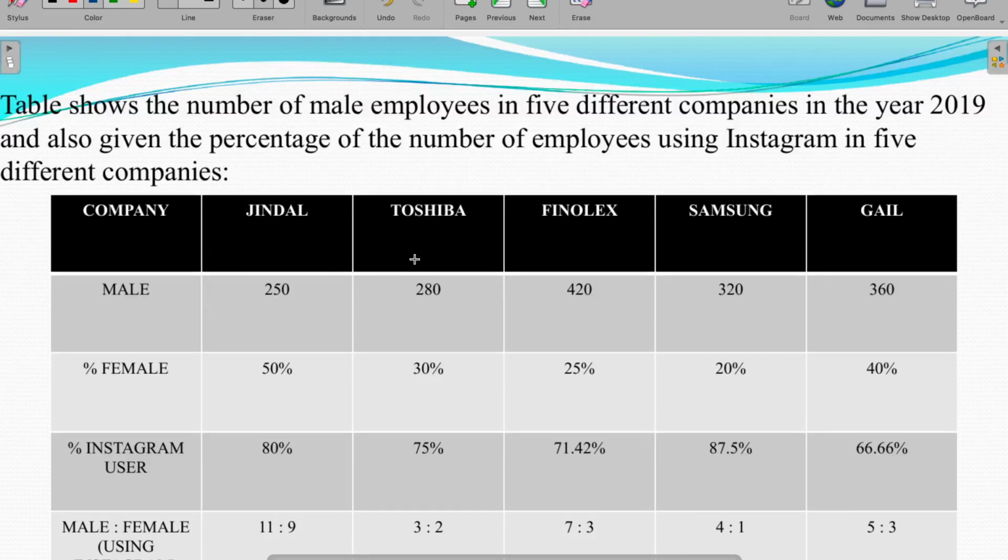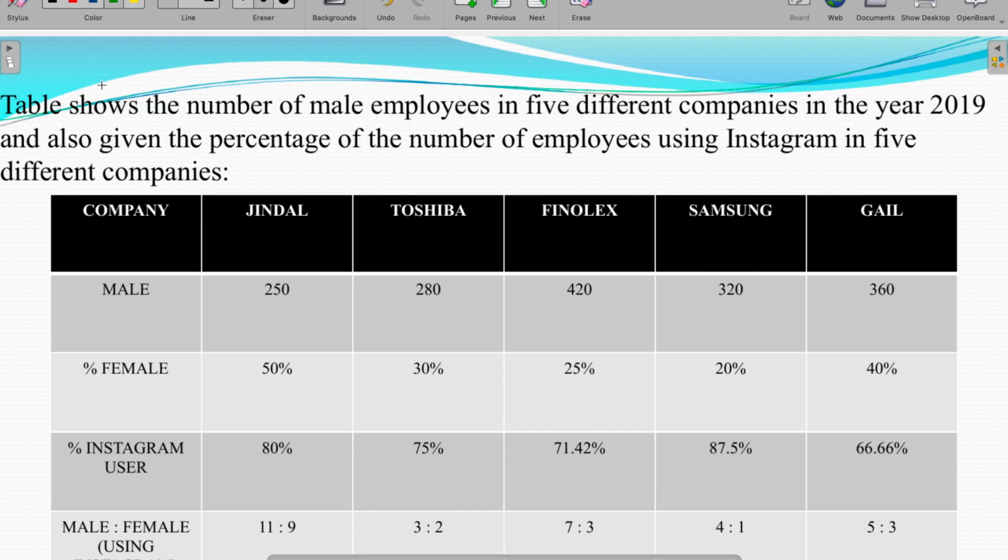So good evening all. We are coming with one new DI. It is based on percentage and ratio. Sometimes you will get this kind of DI in RRB, clerk and PO mains. So this concept is an important DI again. What are the data we will see first?